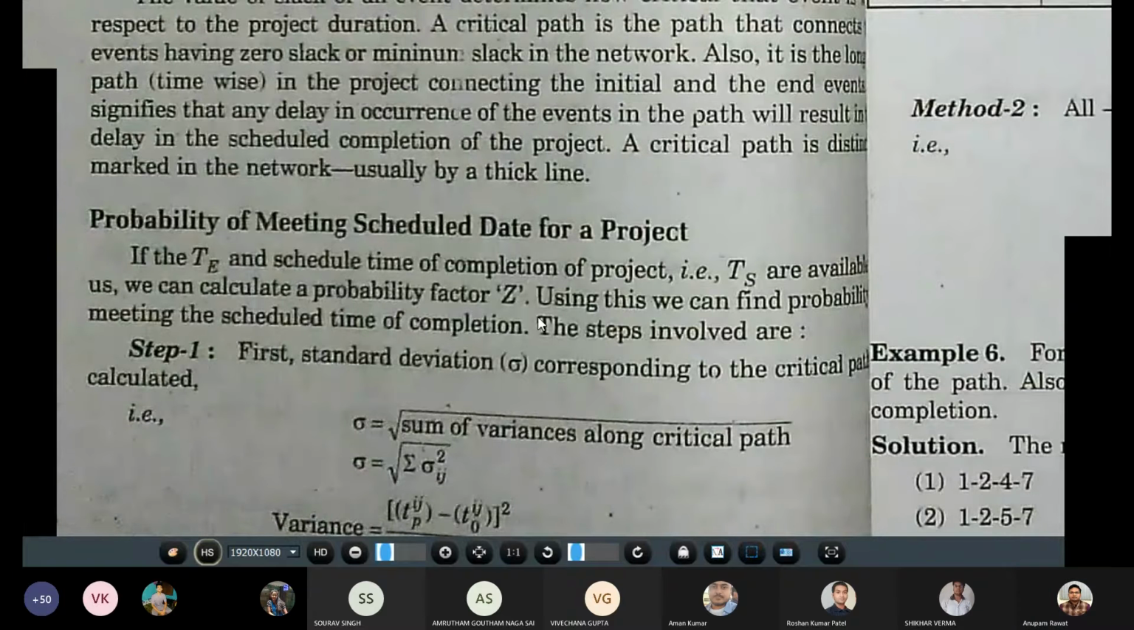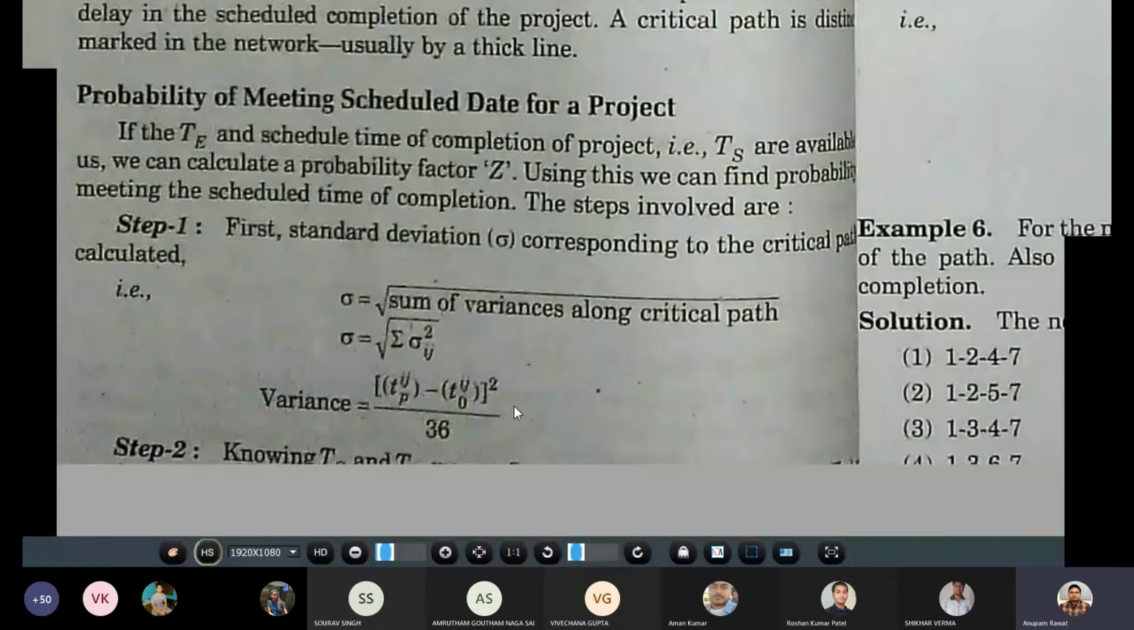Now let us see how we can find out the probability of meeting the schedule for a project. If TE and the scheduled time of completion of the project, TS, are available to us, we can calculate the probability factor Z using some mathematical calculation. First, the standard deviation corresponding to the critical path is calculated. For that, we know that sigma is equal to the square root of the sum of the variances along the critical path.